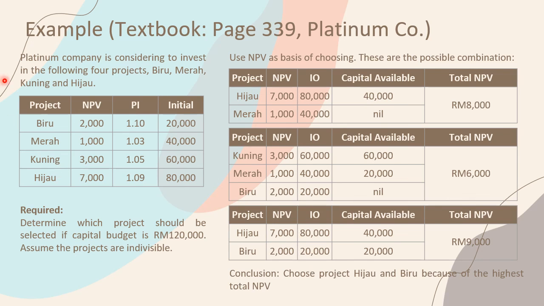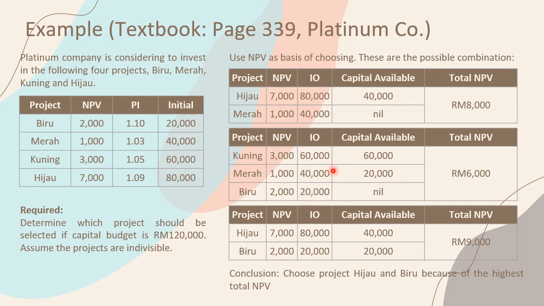Alright, so using the same question, the only thing that I change here is that assume the projects are indivisible. Okay, now the projects are indivisible, meaning that I cannot take a portion of it. I either have to take the entirety of the project or I reject the whole project. Alright, so under this, you cannot use PI. We must use NPV as our basis of choosing because this is an indivisible project. I mean, I cannot take a portion of it. I must take the whole of it. So please use NPV as our basis of choosing.